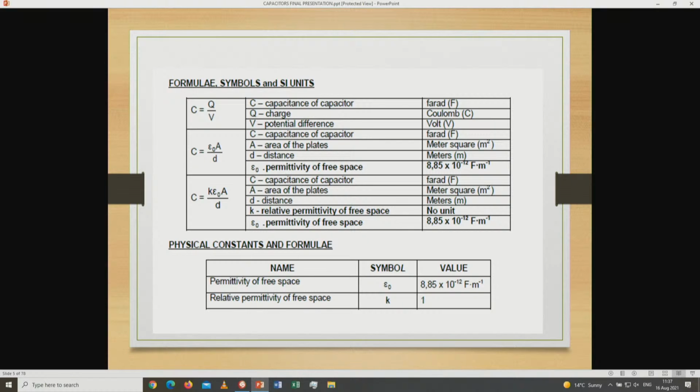Epsilon naught is the permittivity of free space and is a constant, and the value thereof is 8.85 times 10 to the power negative 12 farad per meter. This value is on the formula sheet, so when you are given a question paper, it will be given to you. You can copy it directly from the formula sheet.